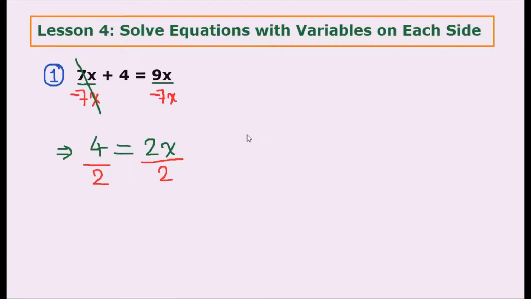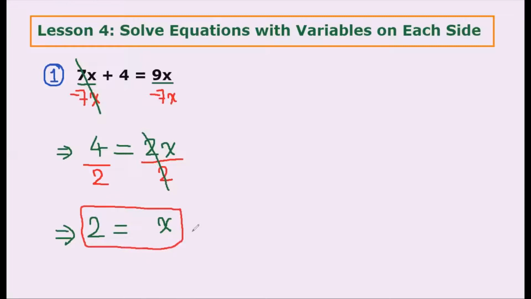So now we write the full answer. 4 divided by 2 equals how much? 2. And 2 divided by 2 is 1. We can write 1x, but as we have been repeatedly saying, if the coefficient of a variable equals 1, we can just ignore writing the 1. And what are we left with? We are left with the variable alone, x, equal to some number. So that's the solution for that equation. x equals 2. This is how we solved this equation.